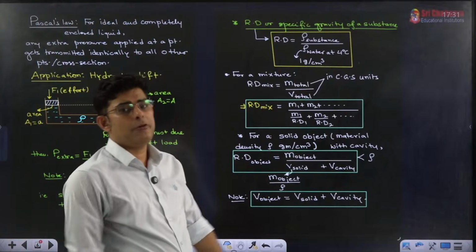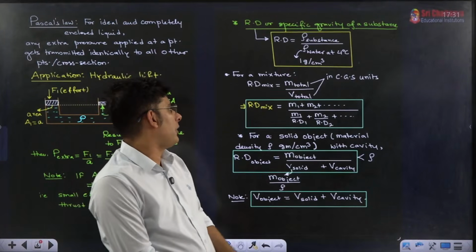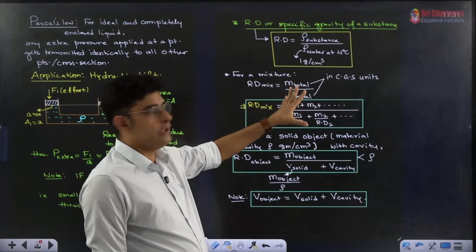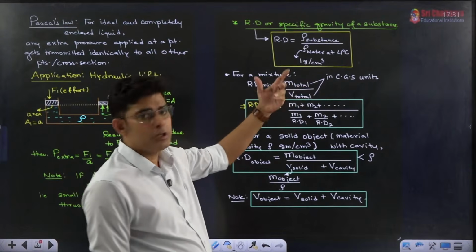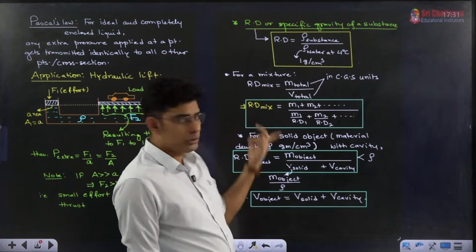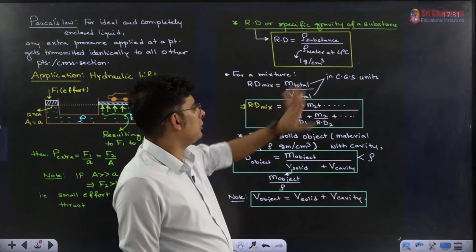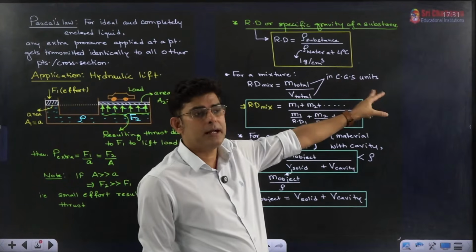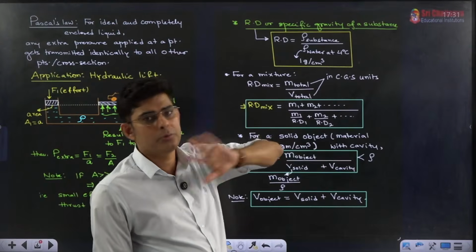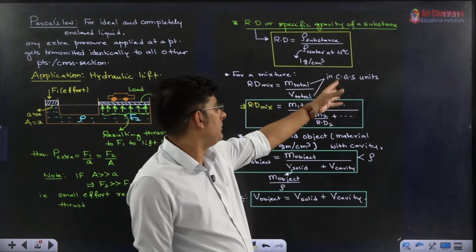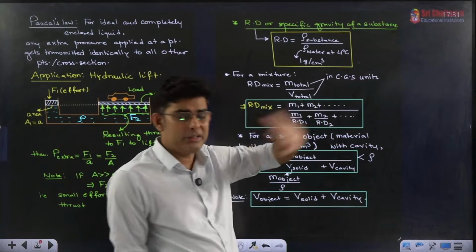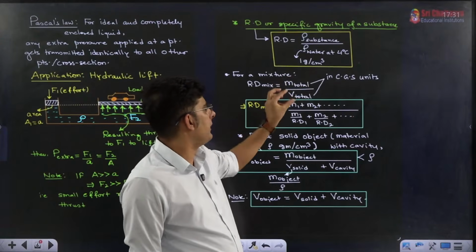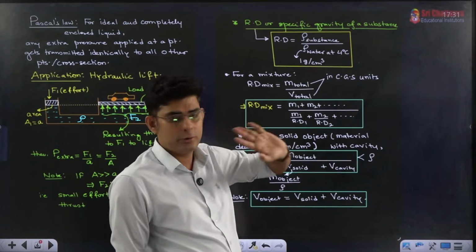When we have a mixture of objects, you will be seeing mixtures of objects many times. When they ask you the relative density of a mixture or the density of a mixture in CGS, both are the same. So it is total mass by total volume. You have to write total mass and total volume in CGS units. Now don't be bothered about the units exactly. You have already written in CGS, so only write the numerical values of mass and the numerical values of volume.